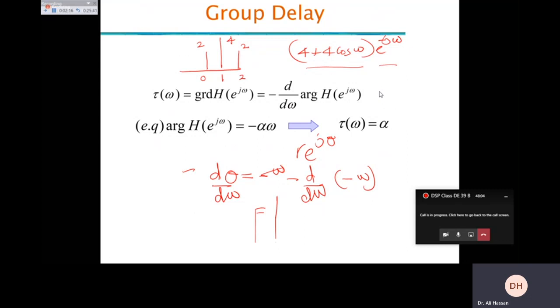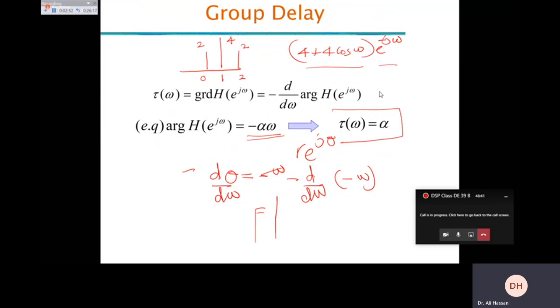So whenever your phase is something like this, minus alpha omega. For an FIR system, you are always going to see a phase which is minus alpha omega. And why? Because it is exponential minus j alpha omega. Alpha is the amount of shift you make to make your symmetrical impulse response a causal system. And so group delay will be a constant, equal to alpha, which is a constant.